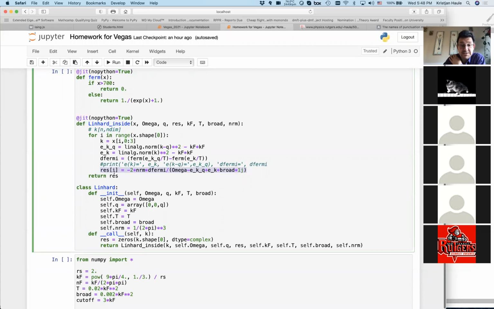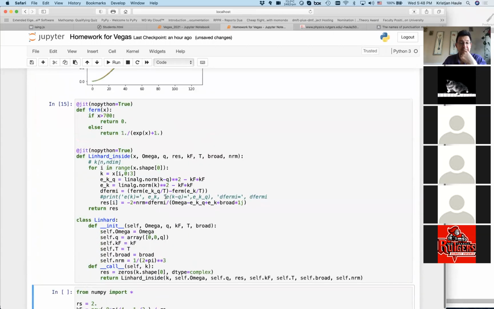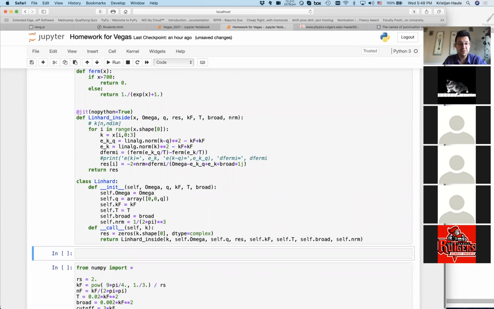We set it into rest, and then we return this result, and then this final result is being returned by Slingheart inside. So we evaluate this function. Now, the best way to test whether this works is to test it on a very small case.